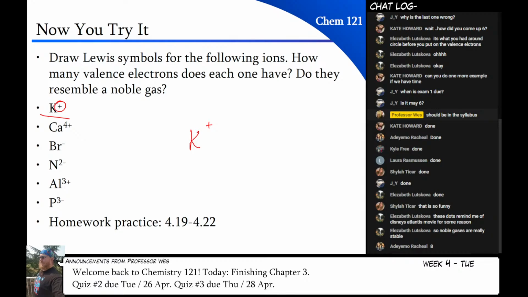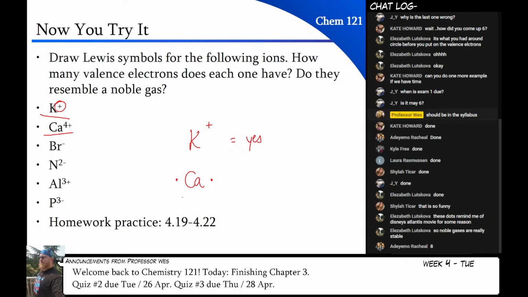And then I want you to say, is this an octet? Does it resemble a noble gas? Yes or no? And if your answer is, well, I landed on 0 or 8, then you would say yes.